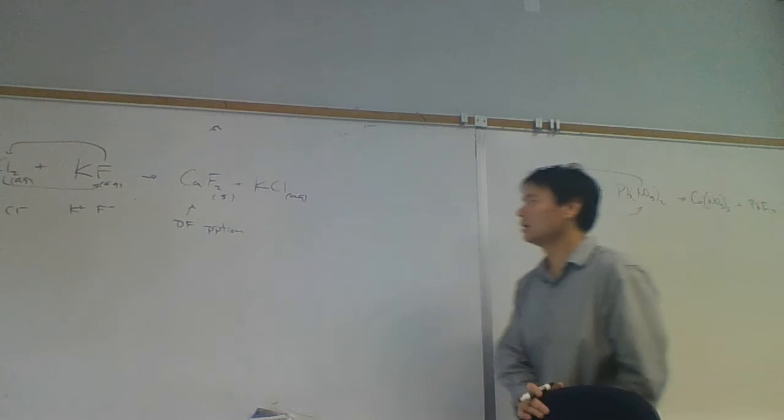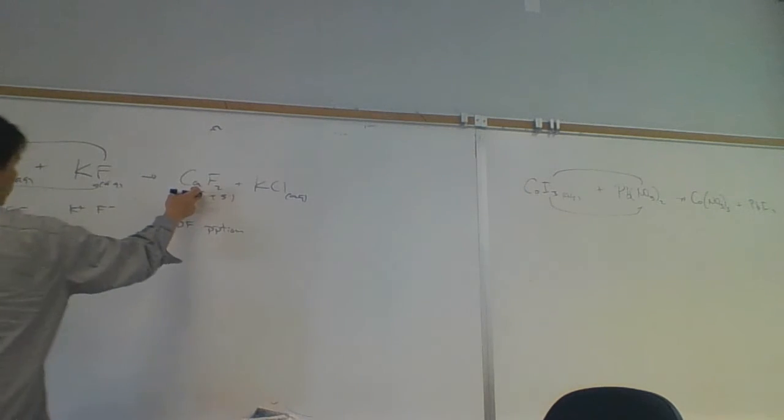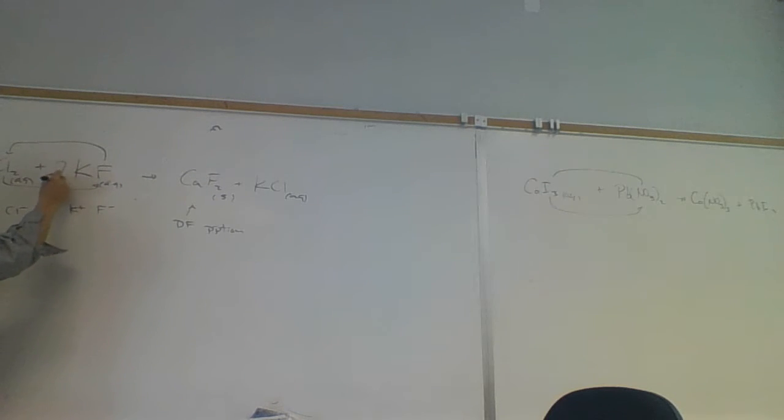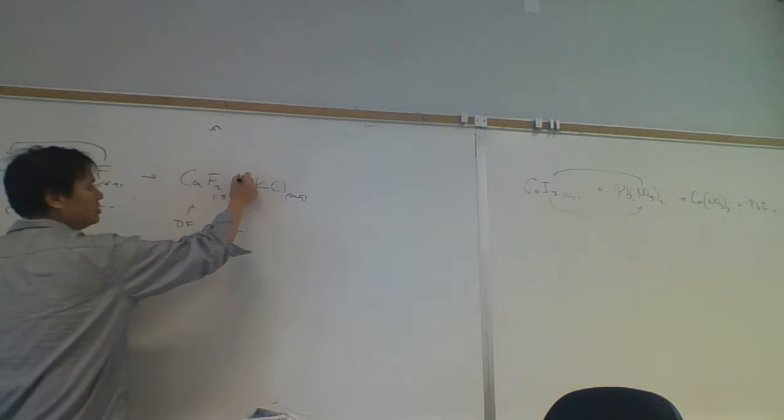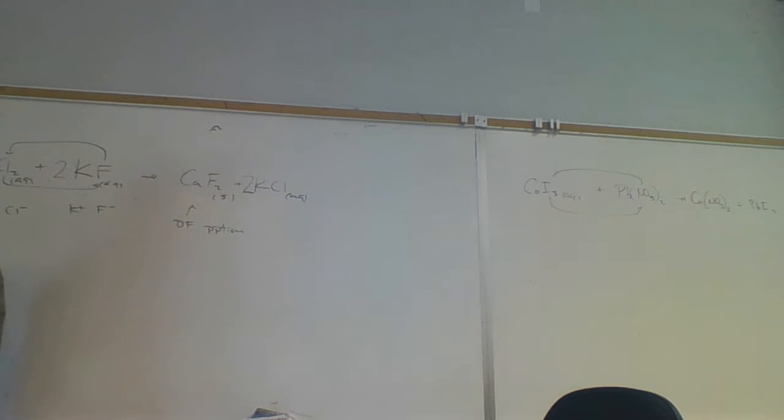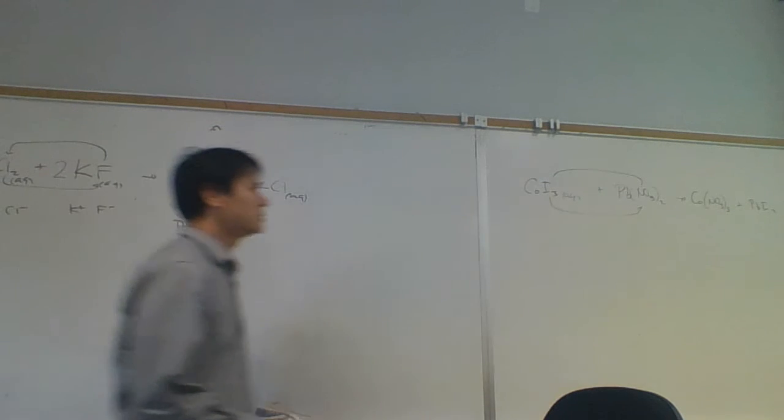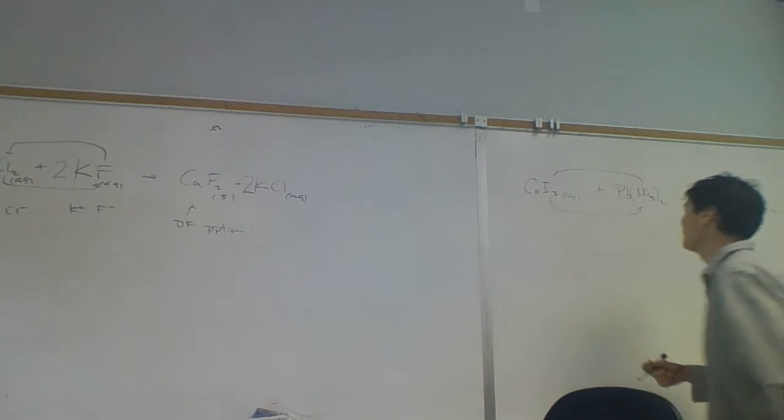The same thing over here. I only had 1 fluoride. How did I end up with 2? Well, I end up with 2 by just putting a 2 in front here. And then I have 2. And then here I have 2 chlorides. I need 2 KCl, so it's balanced. So I balance it by the ions. And the same thing here. How can I balance this?